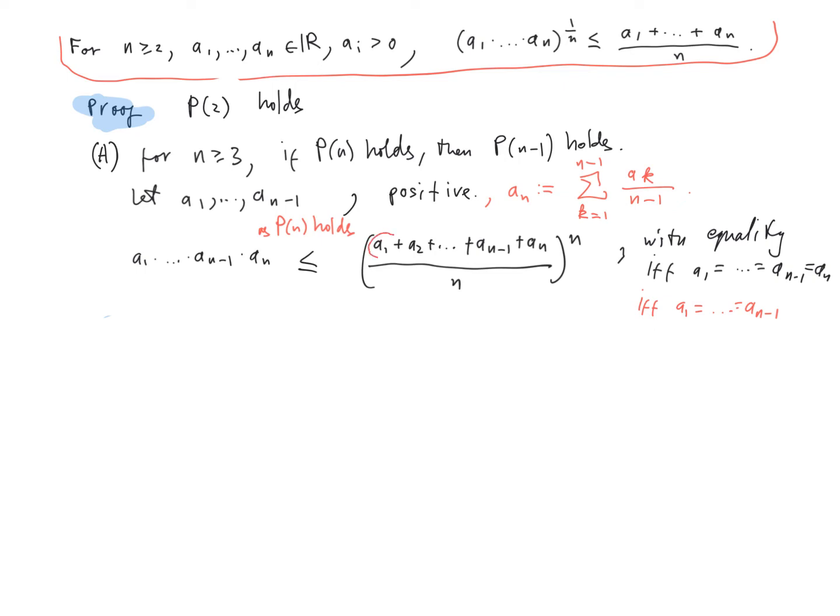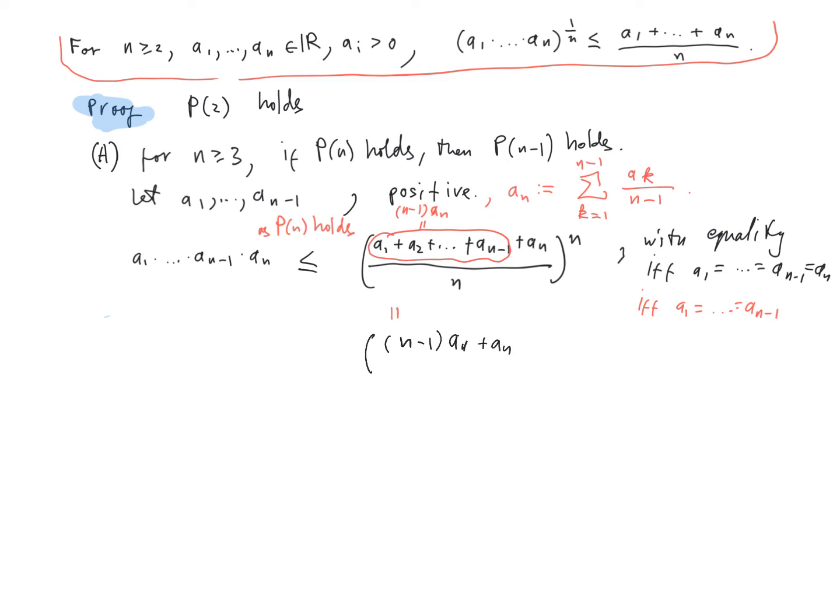Now consider the sum of the first n minus 1 elements in the expression on the right hand side. This is equal to n minus 1 times an, simply because the way we define an is the sum over the n minus 1 of the ak's divided by n minus 1. So multiplying by n minus 1, we get precisely the sum of the first n minus 1 elements.